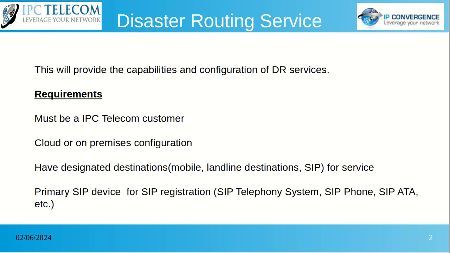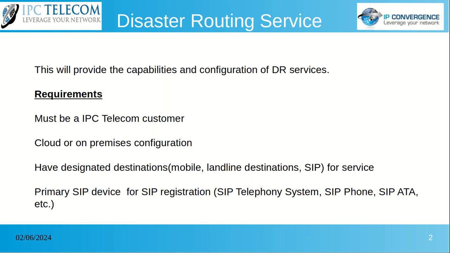Some of the requirements for this service is you must be obviously an existing IPC Telecom customer. We must be providing SIP service to your phone numbers. So based off your DIDs, this is how we're going to configure each location and the numbers that are being called for your disaster routing capability, your failovers. This can be a cloud or a premise configuration. You must provide us designated destinations so when we route calls that are being automatically failed over to the disaster routing service, these are already defined so they can automatically be routed to cell phones, landlines, any kind of destination, even other SIP locations as well for this service.